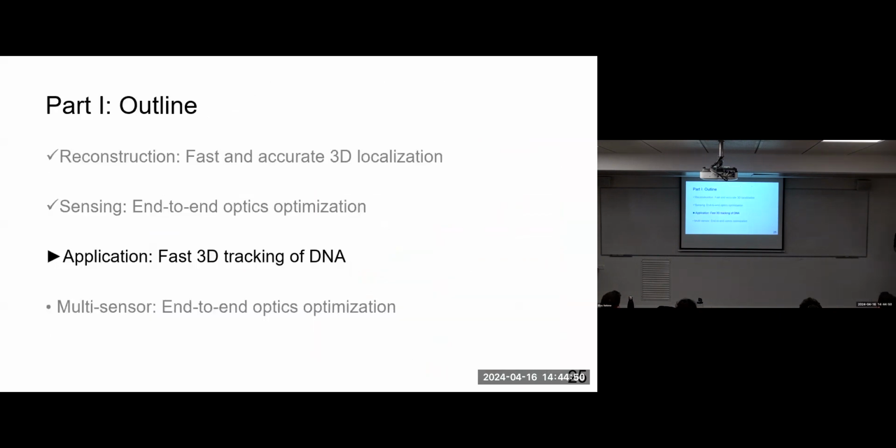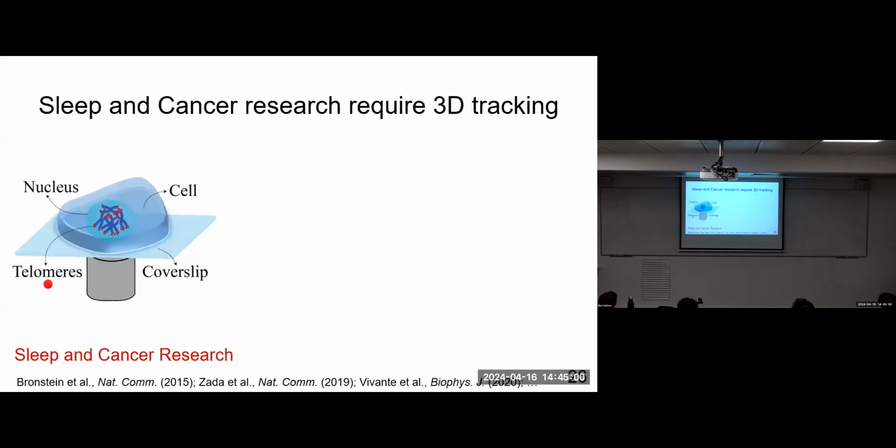Okay, so that was the second one. Now moving on to a very interesting application different from the one we started with, which is fast 3D tracking of DNA. An interesting application in biology besides super-resolved 3D reconstructions is to track telomeres, which are the tips of chromatin, of chromosomes inside the nucleus of our cells, right? They are just the edge points of the DNA inside the nucleus.